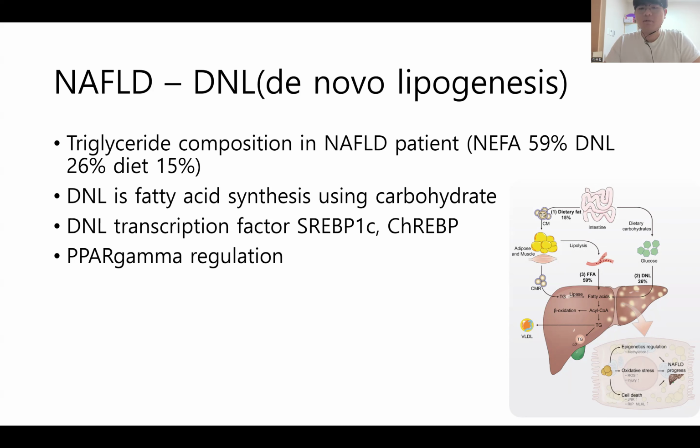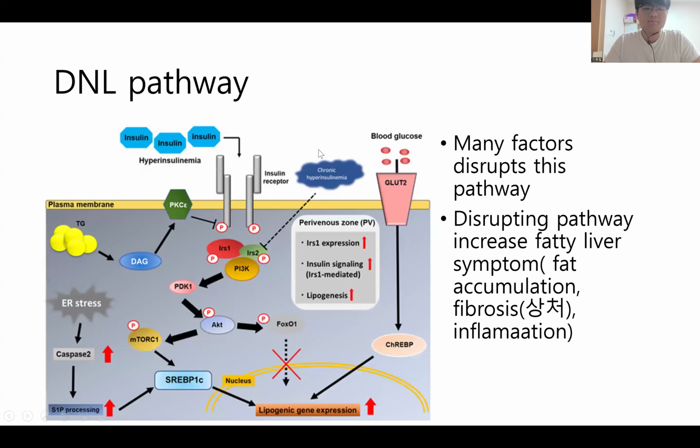The composition of liver triglyceride in NAFLD patients was non-esterified fatty acid, NEFA, 59%, which is bound to blood albumin to flow in the blood environment. So this is free fatty acid in blood. Fatty acid from DNL is involved in the NEFA pool, and NEFA fat can be stored back in the liver. NEFA contributes mostly to fatty liver.